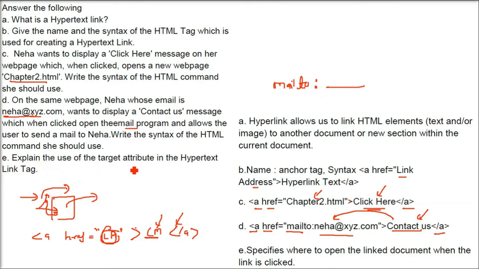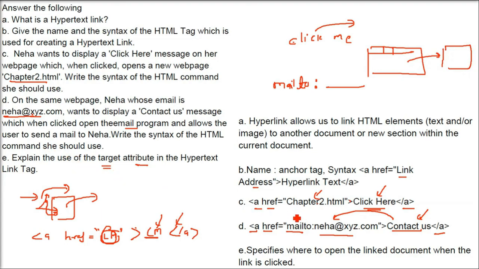Explain the use of the target attribute in the hypertext link tag. So this target specifies where to open the link document when the link is clicked. So the link, when you click, can be opened in the same tab. For example, now you want to open it where? You want to open it on the same page, on a different tab, or in a different browser window. So the target attribute will show how and where the link is going to open when you click.